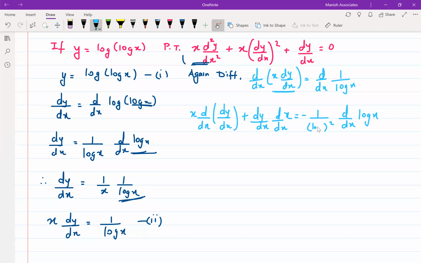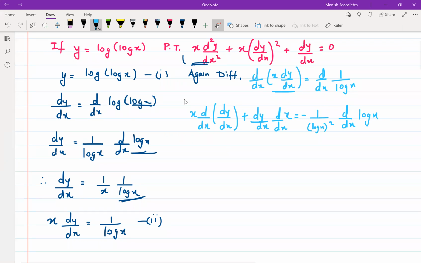So I'll write here log x. Correct? Now, in the next step, let me explain again if needed: d by dx of 1 upon log x is like 1 upon u. Derivative of the basic skeleton is 1 upon x. Derivative of 1 upon x is minus 1 upon x square. So derivative of 1 upon u is minus 1 upon u square into d by dx of u.